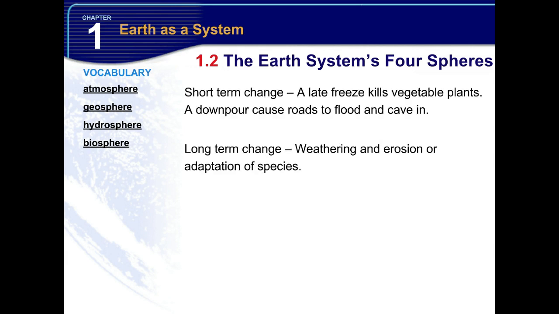Now, short-term change. A late freeze may kill vegetables during a season. Now, a downpour can cause roads to flood and cave in. Those are short-term changes based on the interactions of the spheres. Long-term changes include weathering and erosion or adaptation of species along many years.